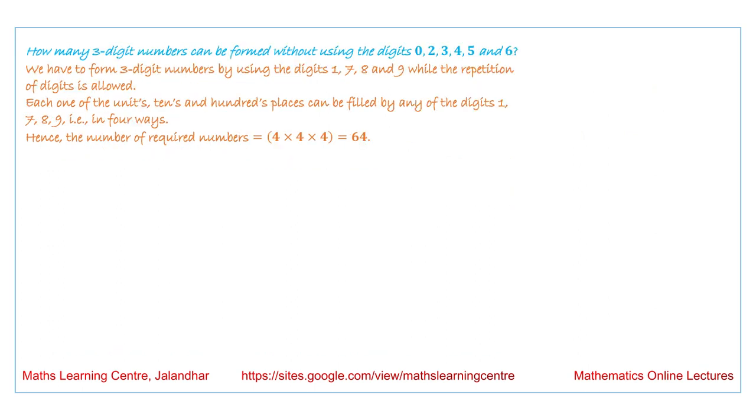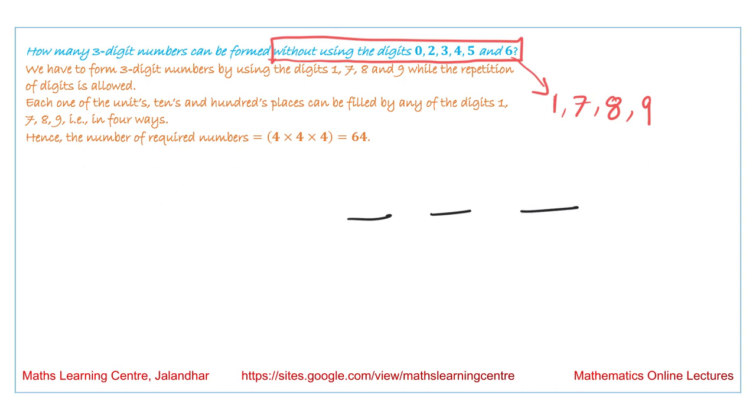Next is: how many 3-digit numbers can be formed without using the digits? We are not going to use these digits. So the digits we are left with are 1, 7, 8 and 9. We want to form 3-digit numbers.